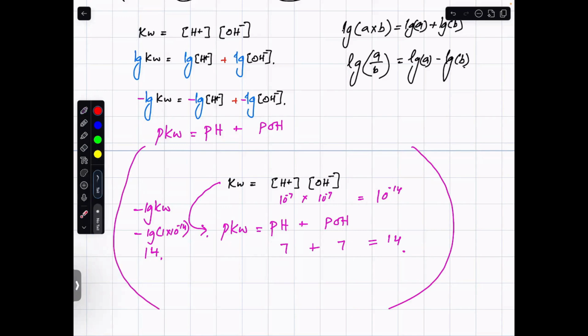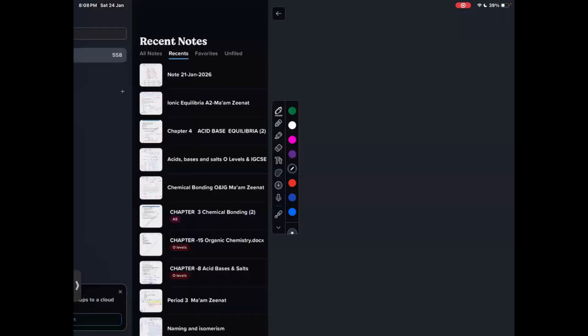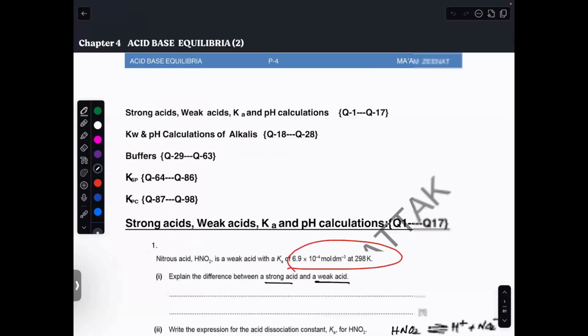Like if someone says that pKw is pH plus pOH or 14 is equal to pH plus pOH, perfect, fine. But these values are at 25 degrees Celsius, right? So if you see the question, look, question number 18 onward.